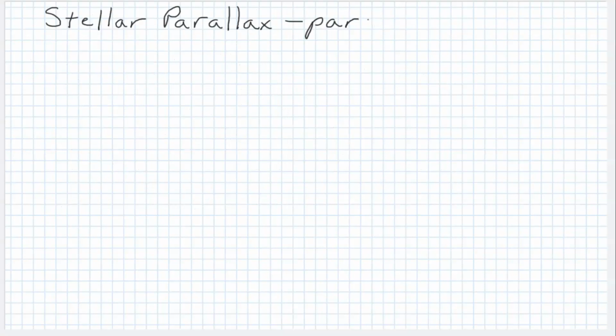The largest unit we're going to use in astrophysics is the unit of stellar parallax, which is parsecs, which we'll abbreviate lowercase p, lowercase c. Let's start out by describing what I mean by parallax.